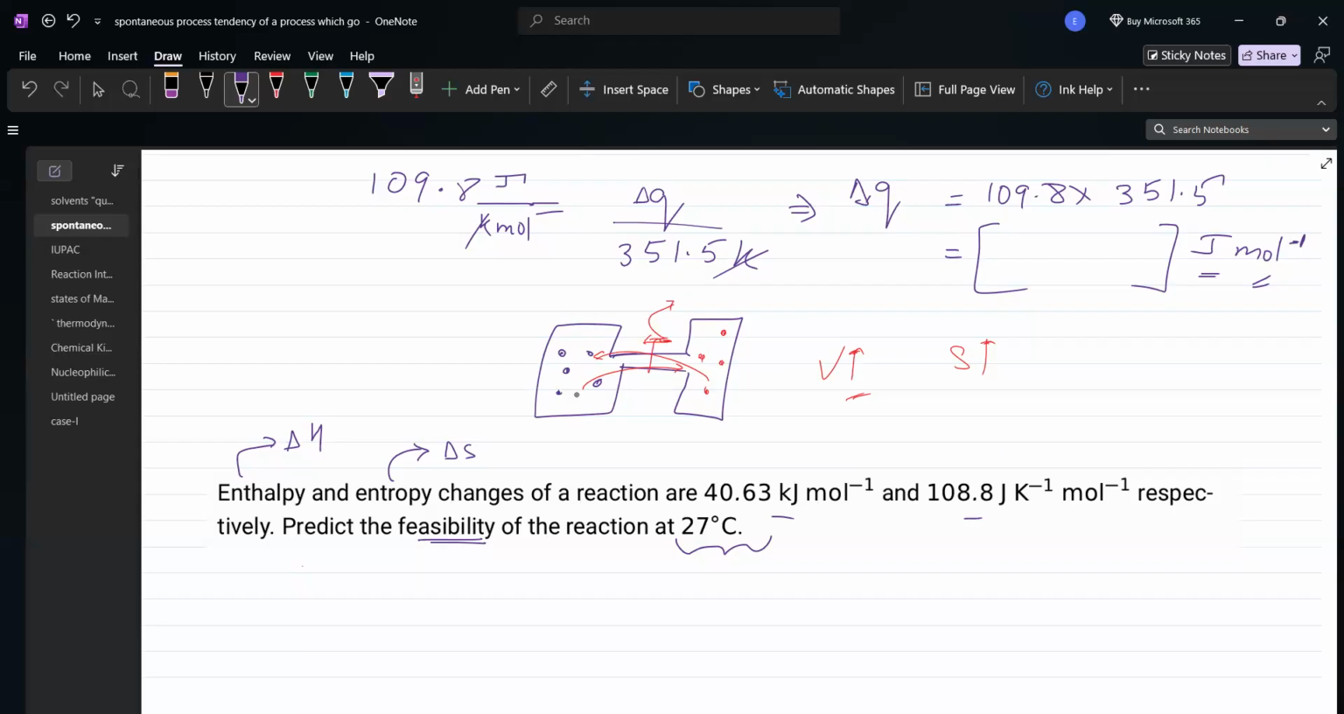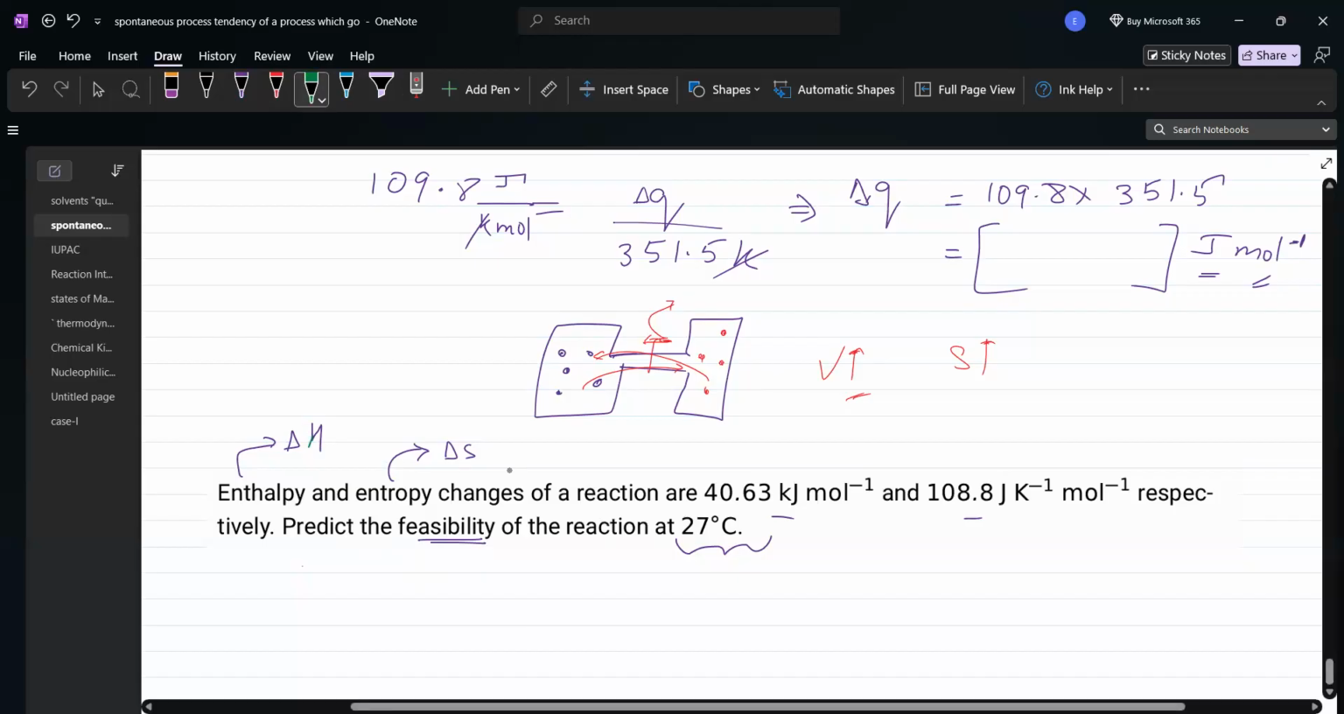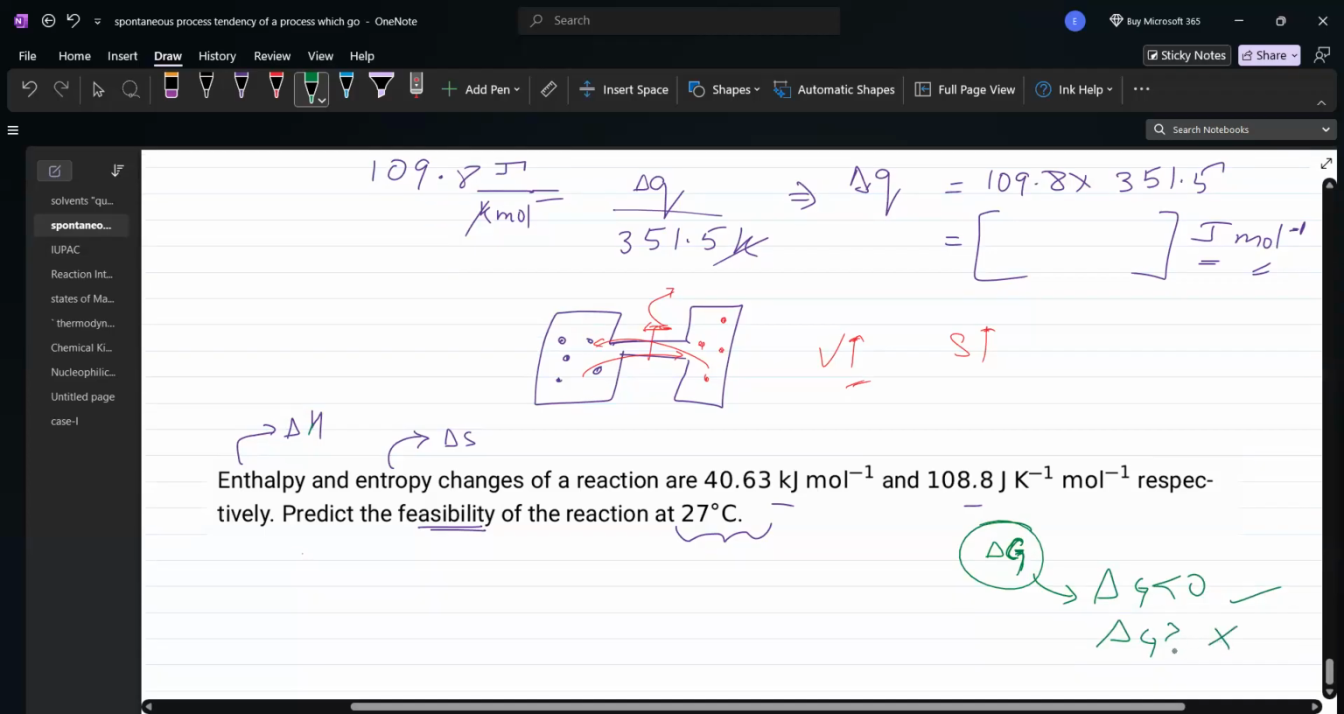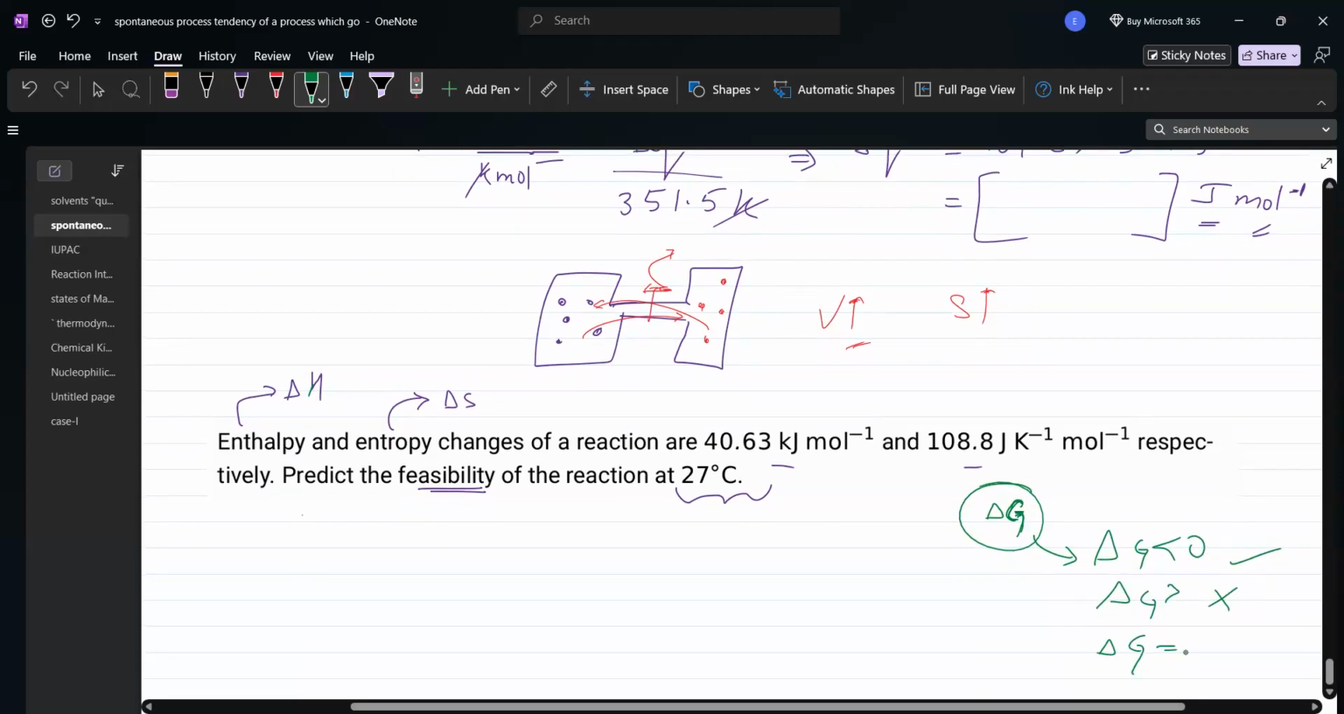Now try to solve this question, and I will give you a hint that this is about predicting the feasibility of a reaction. In any question where H and S are given and feasibility is asked, you should relate it with delta G. If delta G is negative, it is feasible. If delta G is positive, it is not feasible, not a spontaneous reaction. And if delta G is equal to 0, the process is at equilibrium.